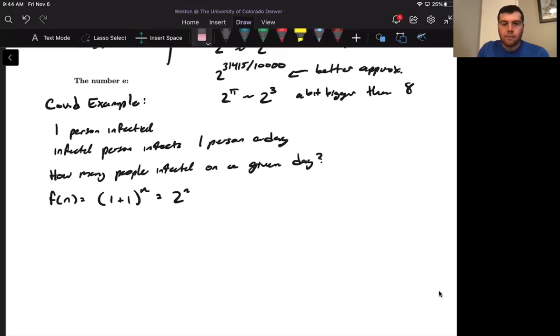Okay, so maybe we want to think that this isn't the best way to do it. If a person can infect 1 person a day, then this should be the same as it's possible that they could infect the person in the morning, or they could infect them in the afternoon. So we ask, what about half days?